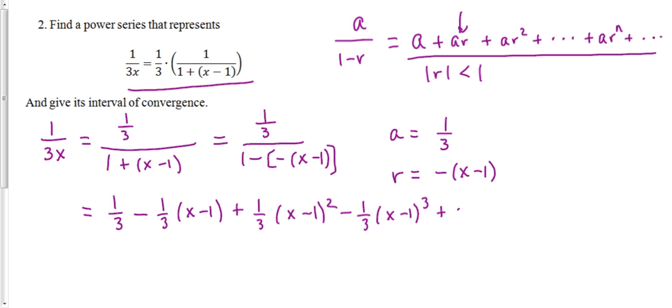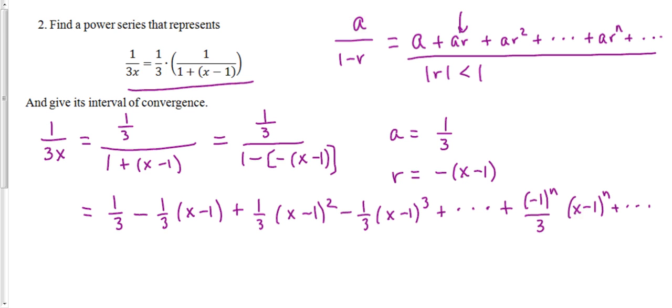And then I'm going to go and write down my general term. And I'm going to pull out that negative 1, and I'm going to make it negative 1 to the n over 3 times x minus 1 to the n. And then, of course, this is going to go on to infinity. I'm almost done, but I still have to find the interval of convergence.